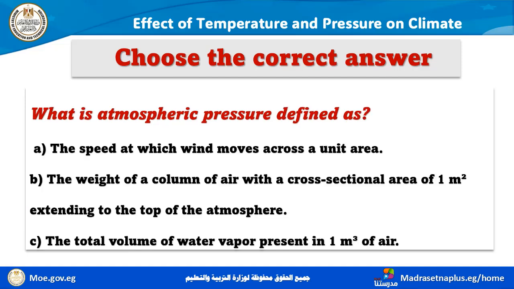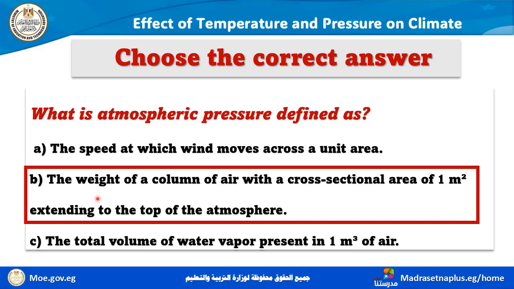Choose the correct answer. What is the atmospheric pressure defined as? A. The speed at which wind moves across a unit area. B. The weight of a column of air with a cross-sectional area of 1 meter square extending to the top of the atmosphere. C. The total volume of water vapor present in 1 meter cubed of air. Of course, our correct answer will be B.